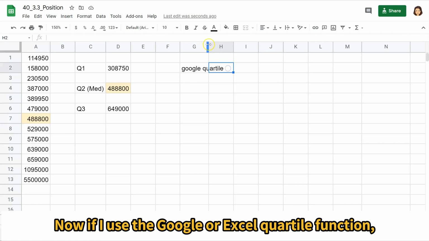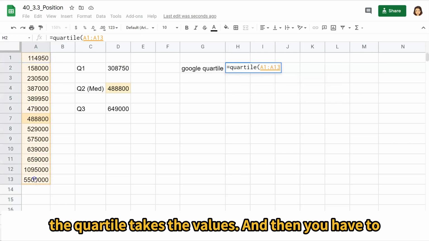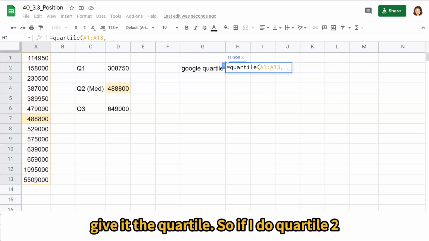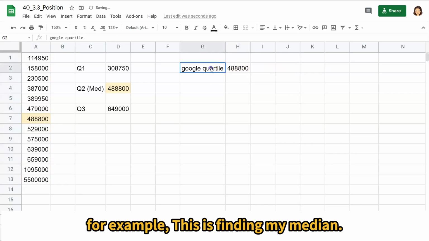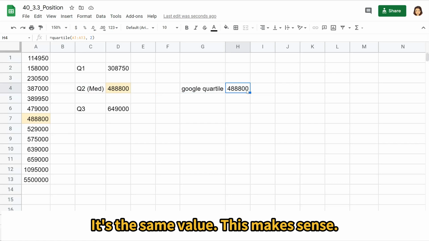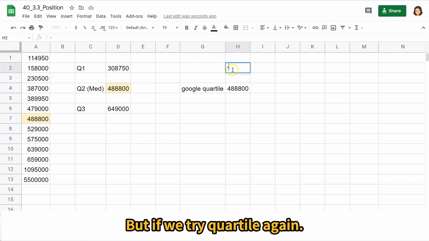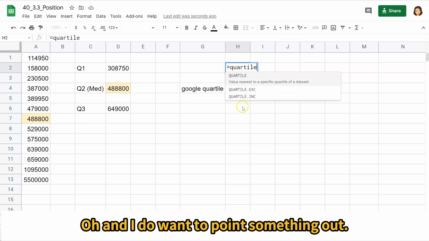Now, if I use Google's or Excel's quartile function, the quartile takes the values, and then you have to give it the quartile. So if I do quartile 2, for example, this is finding my median. So I'm going to move this down here so that it's parallel with my median. It's the same value. This makes sense. The median is Q2.